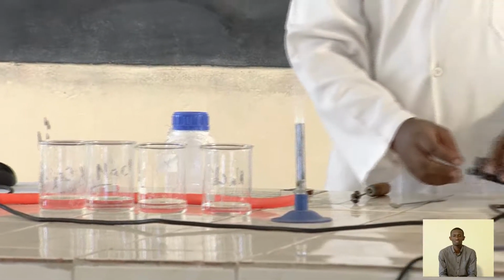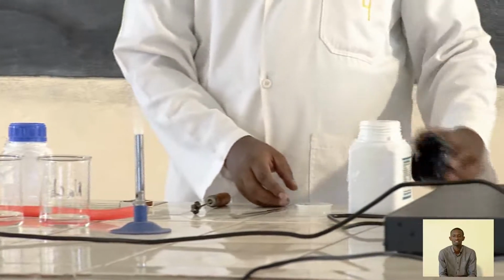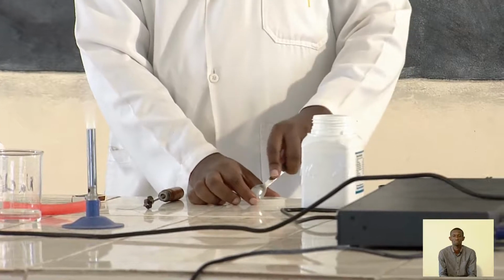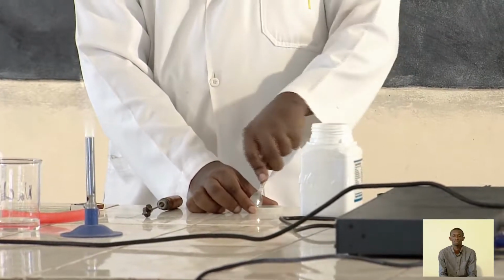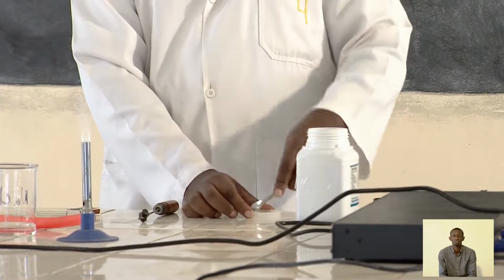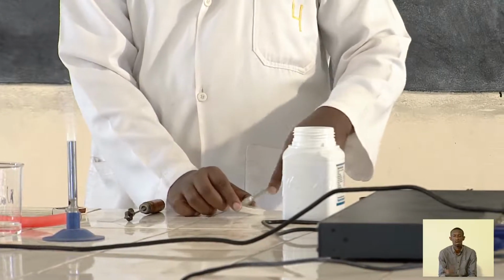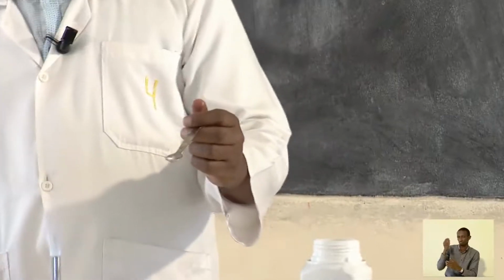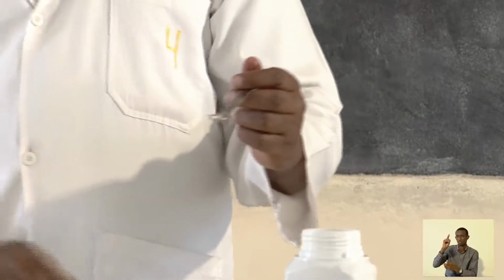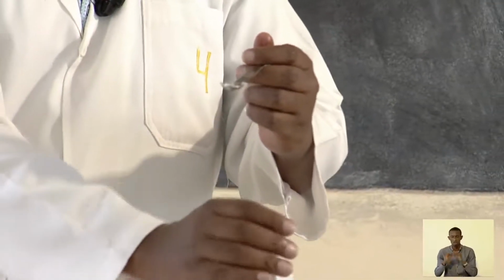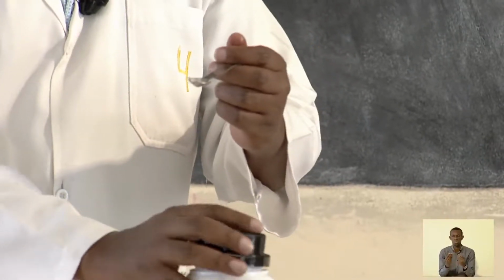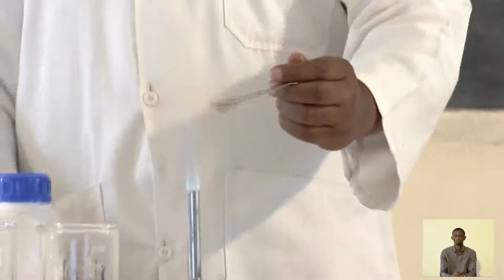I put on our Bunsen burner and take a piece of sodium. Here we have a piece of sodium. I hope you can see it very well. And then I will try to melt it and burn it on a Bunsen burner flame.